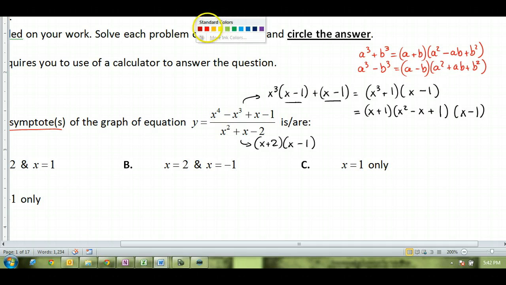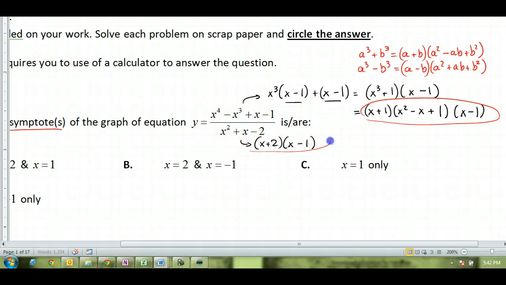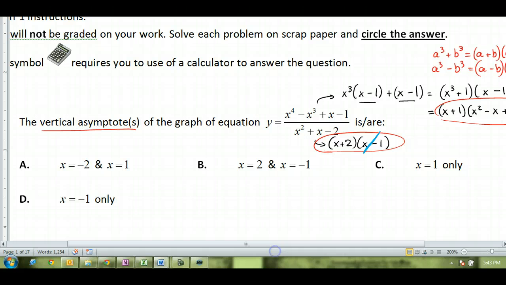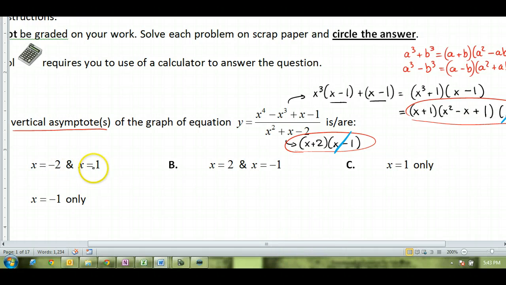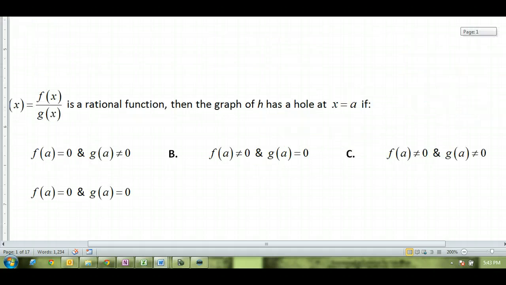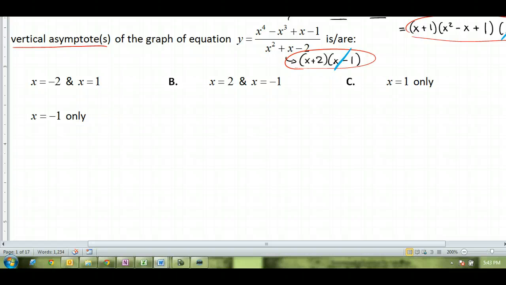So here's the factorization at the top, and here's the one at the bottom. And so right away, you see that this term cancels with this one, all right? Which means there is a hole in the graph. Well, let's look at all the different choices. X equals negative 2 and x equals 1, this is where the bottom is equal to 0. Okay, this is where the denominator is equal to 0. So I know my denominator is going to be 0, but that doesn't mean you have a vertical asymptote.